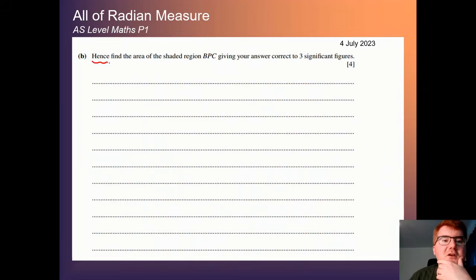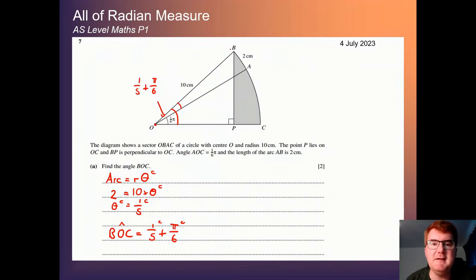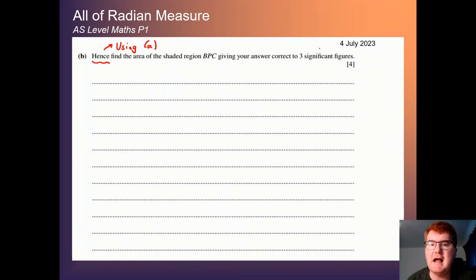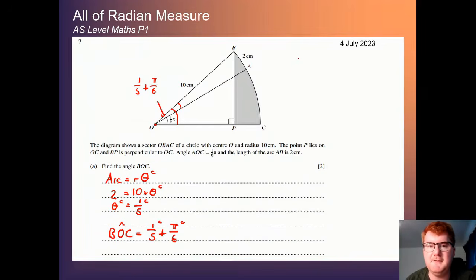Now we've got that magic word, hence. I've talked about this in this video and other videos before. So we are using part A in some way, which is really important. And we want to find the area of the shaded region BPC, so this region here. We want the answer, so no exact values here, to 3 significant figures. So again, same strategy as before: we want sector minus triangle.